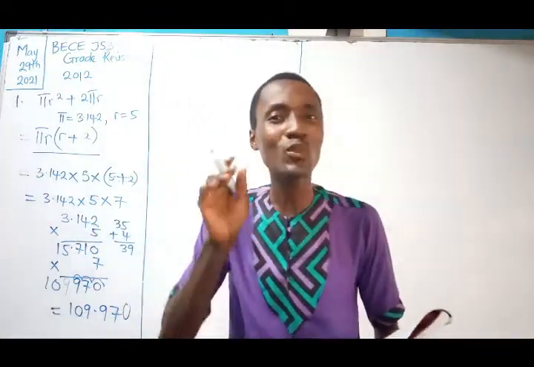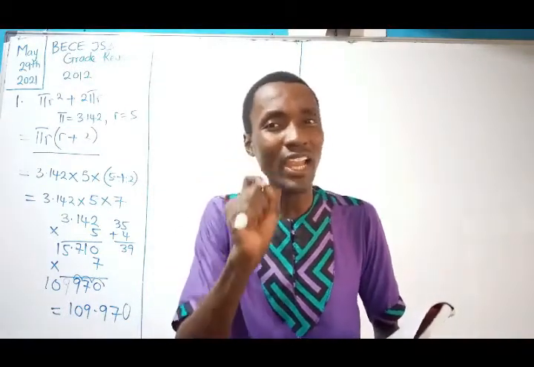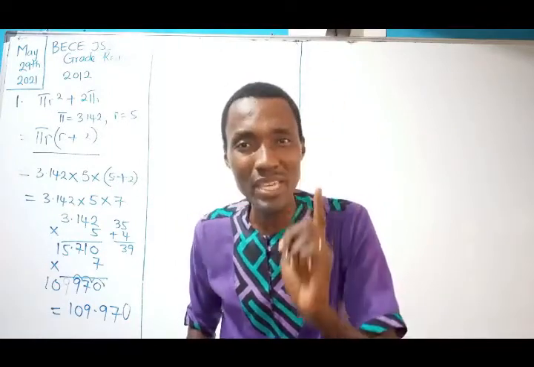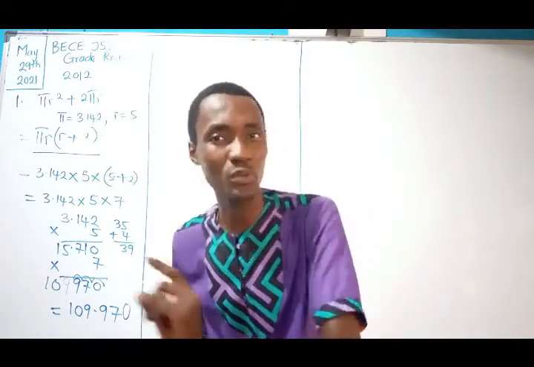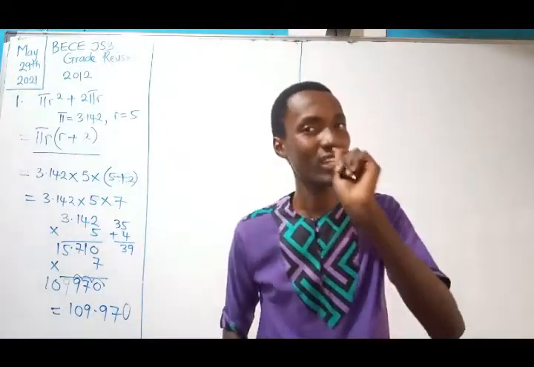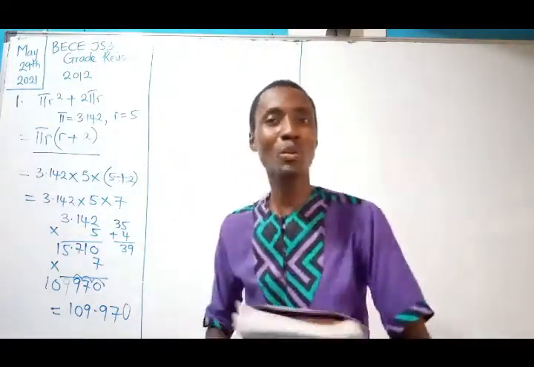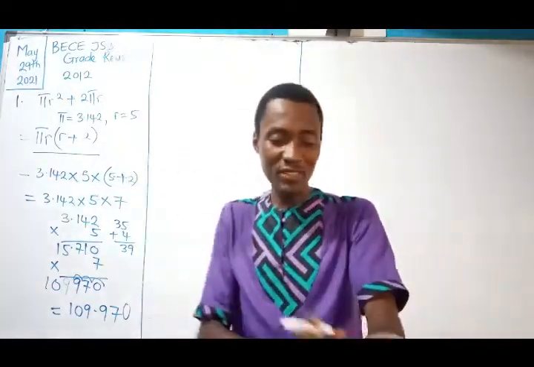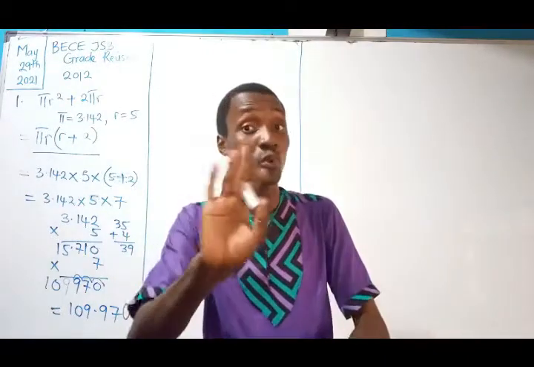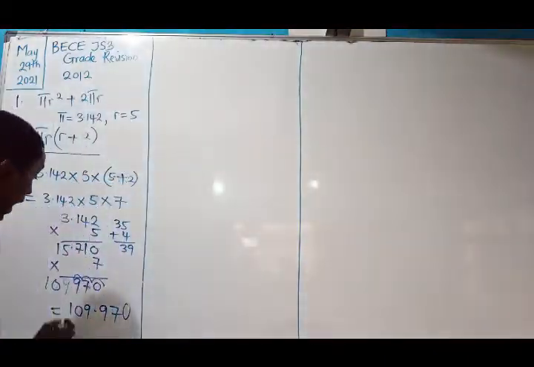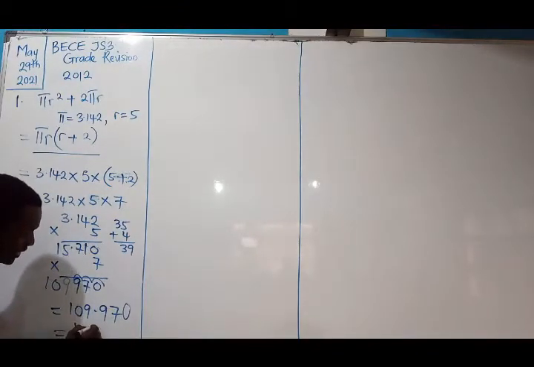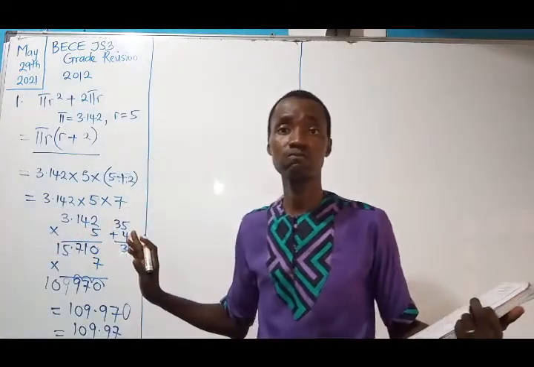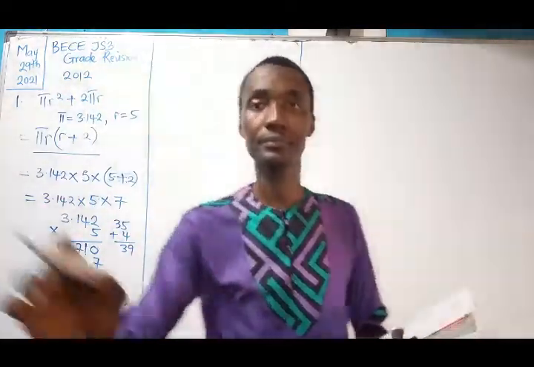But that's not the end of the problem. This is where examiners throw your balance. Go back to the question and check. Were you asked to approximate to any number of significant figures? Were you asked to approximate to the nearest decimal, nearest whole number, whatever? Some of us, we don't check, and that's why sometimes we fail some of these questions. I've seen from the question that I was not told, so at the end I will just come to the bottom and say 109.97, and I close out my answer.